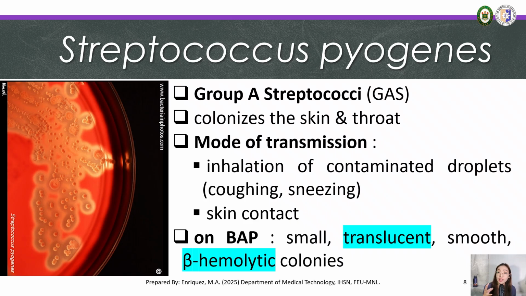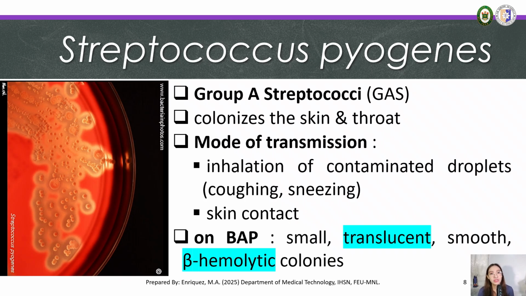Okay, so you have to correlate, with regards to where these organisms could be found, and how they could be transmitted, right? So again, if they are found on the skin, then transmission could include skin contact. If they are found on the throat or upper respiratory tract, then transmission would include inhalation.